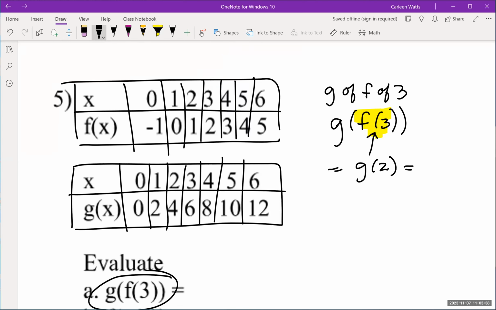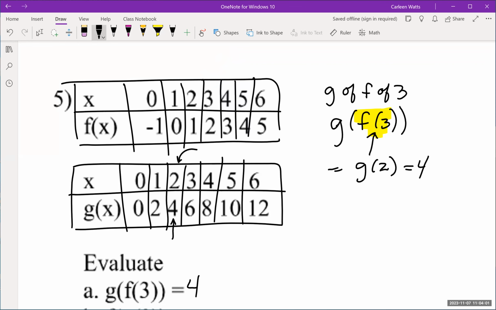Okay, so now G of 2, final answer. G of 2 is 4. So I go to the G box. G of 2 is 4. Final answer, 4.